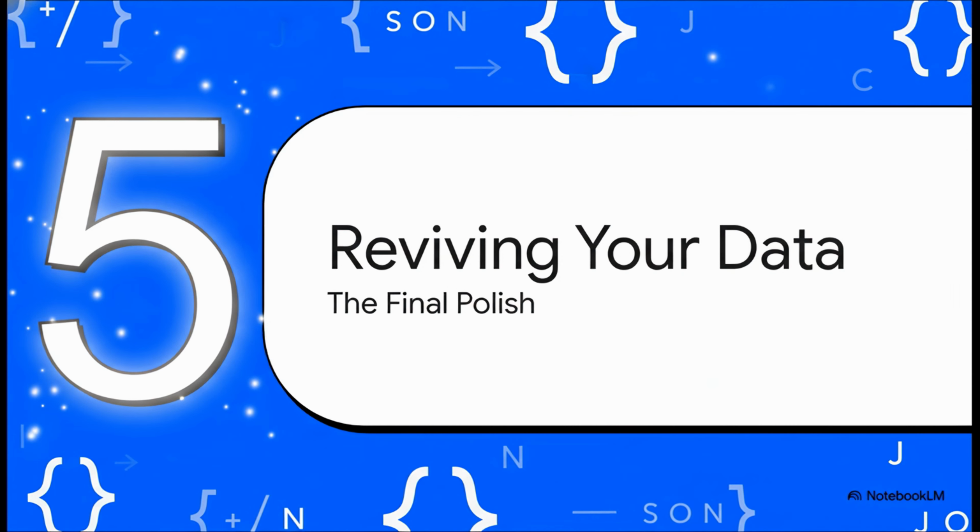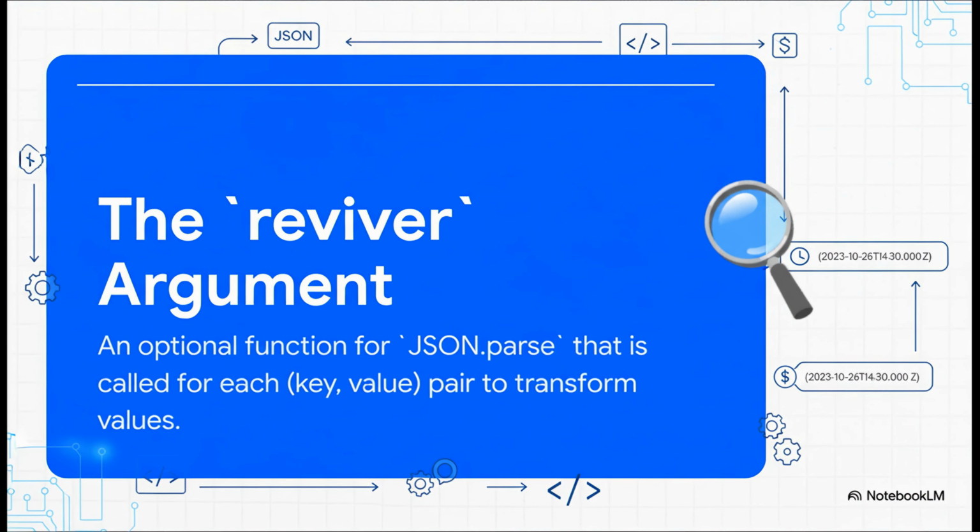And this brings us to the final piece of the puzzle, the last but super important part of our JSON toolkit. How do we give JSON.parse a little hint, a little nudge, to handle these special cases and bring our data types back to life perfectly? The answer is the reviver function. And if that name sounds familiar, it should. It's the perfect mirror image of the replacer we used with stringify.